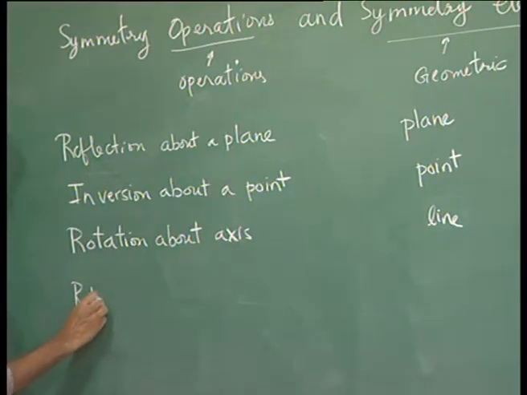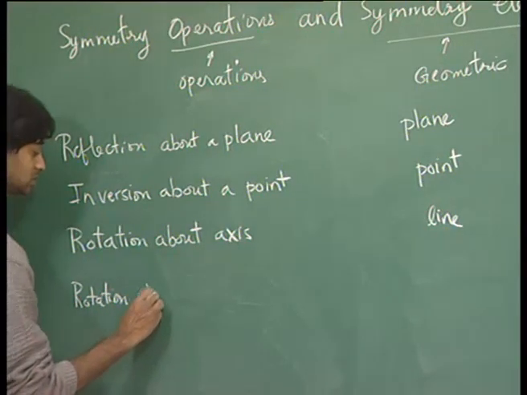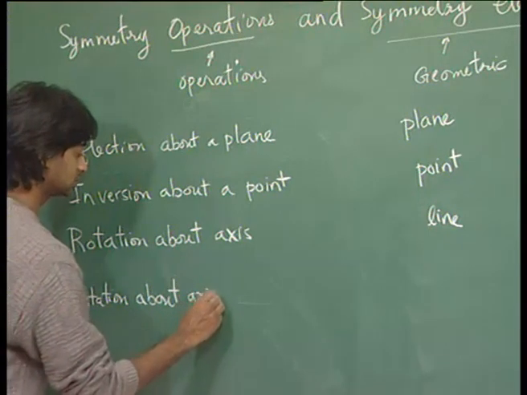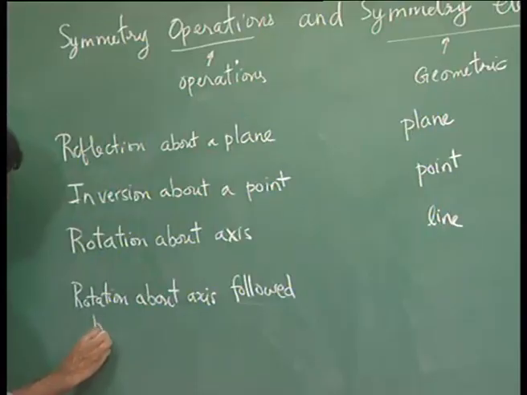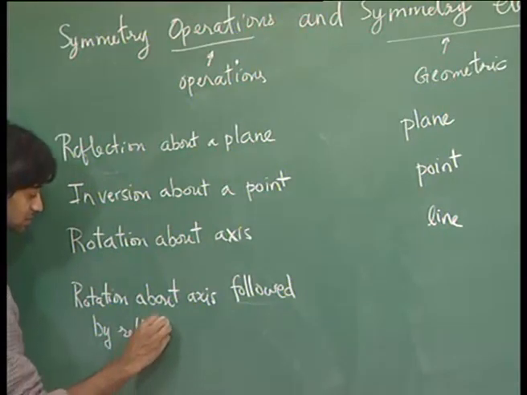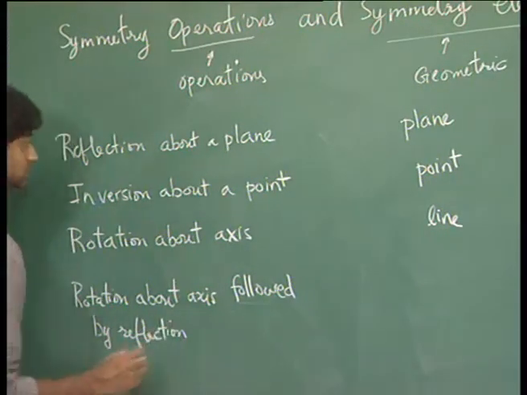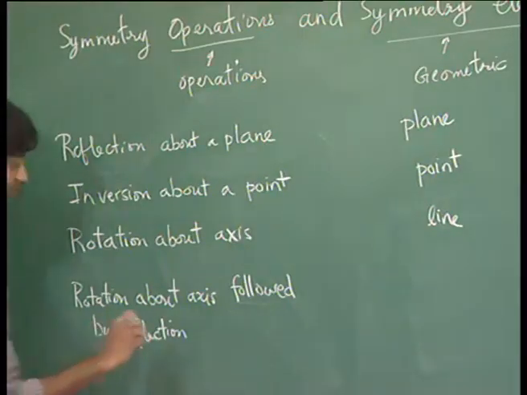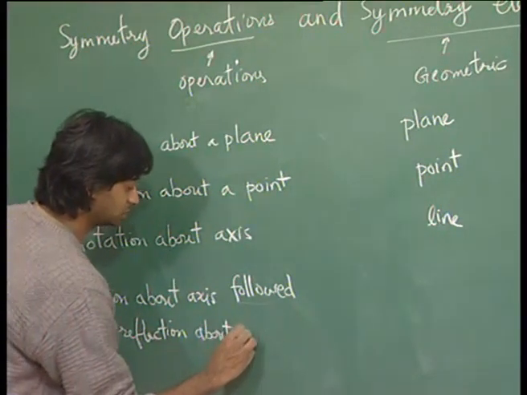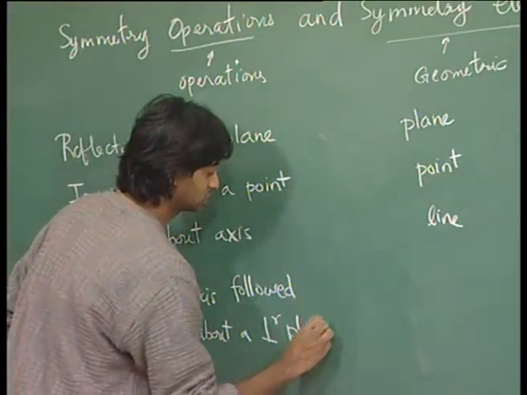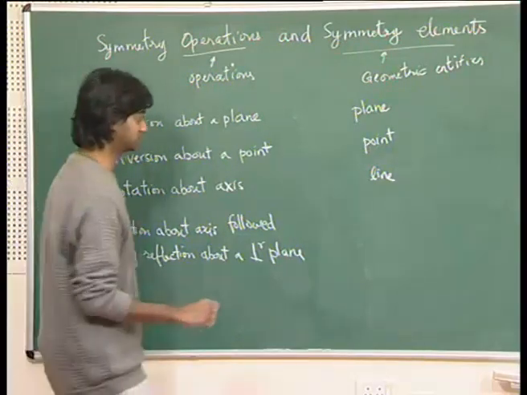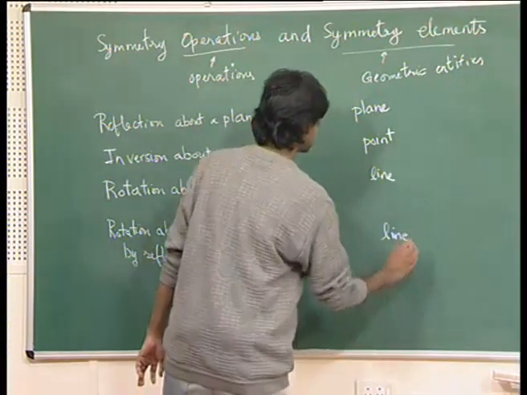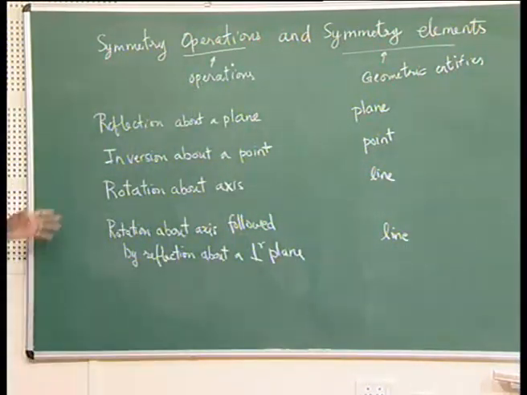And the fourth is rotation about an axis followed by reflection about a perpendicular plane. So, suppose you have an axis, there is a unique plane that is perpendicular to that axis, and here the symmetry element is a line. So, these are the 4 operations that we will be considering.